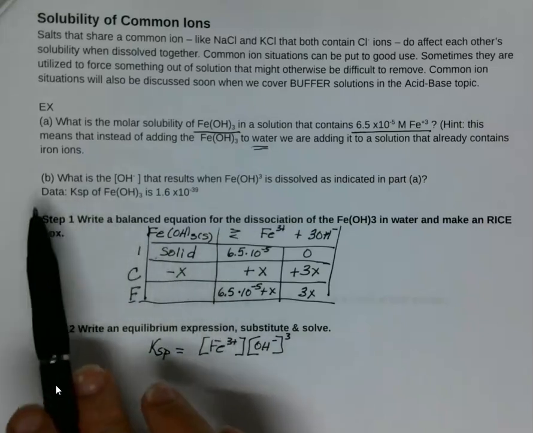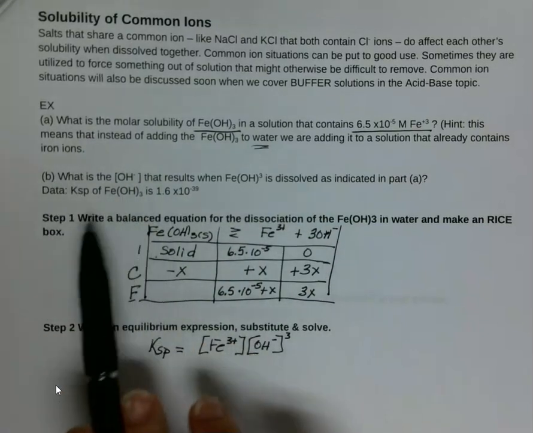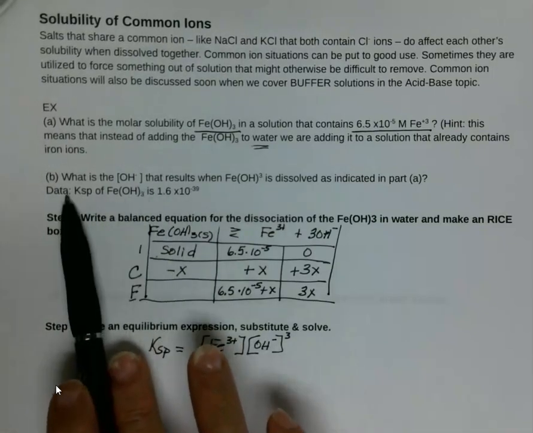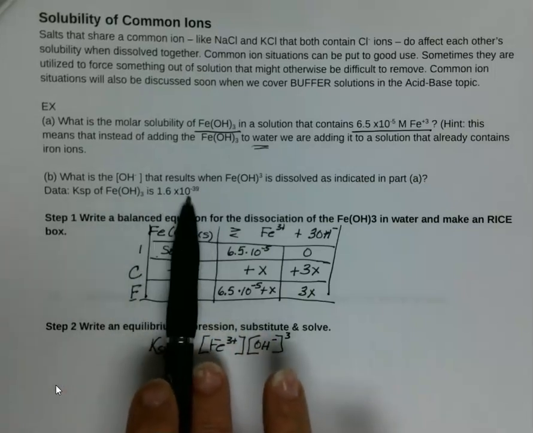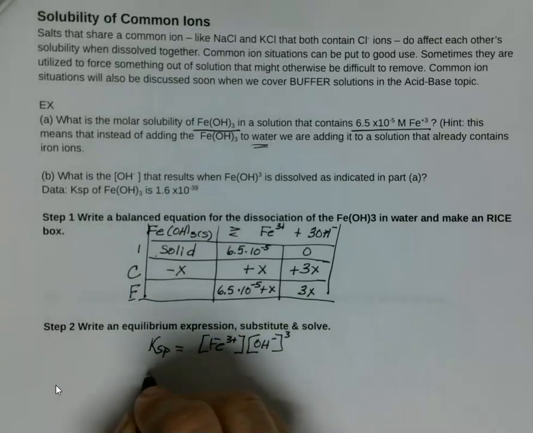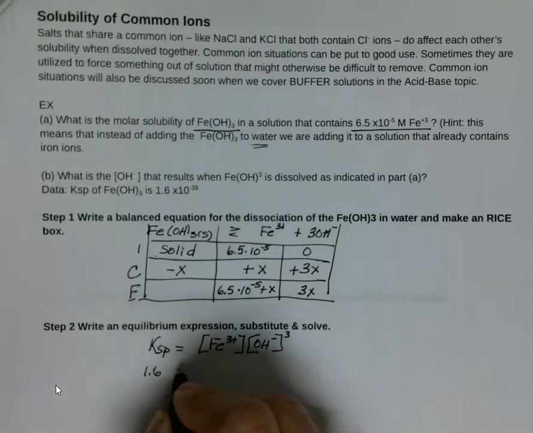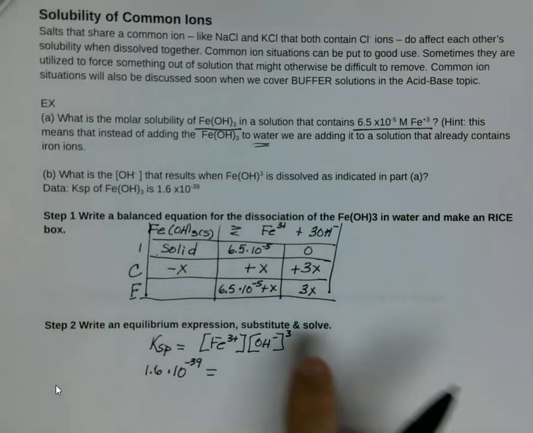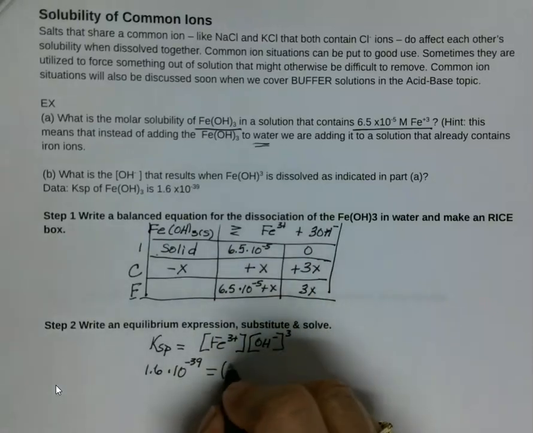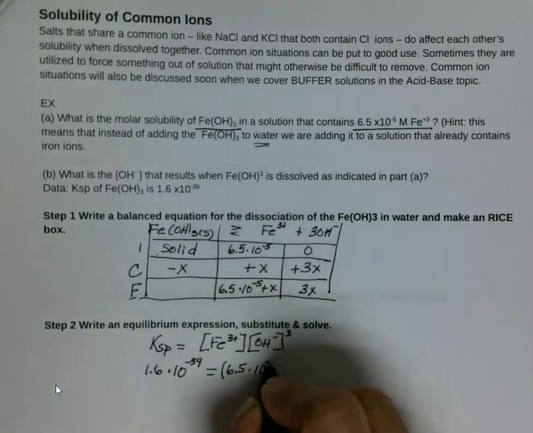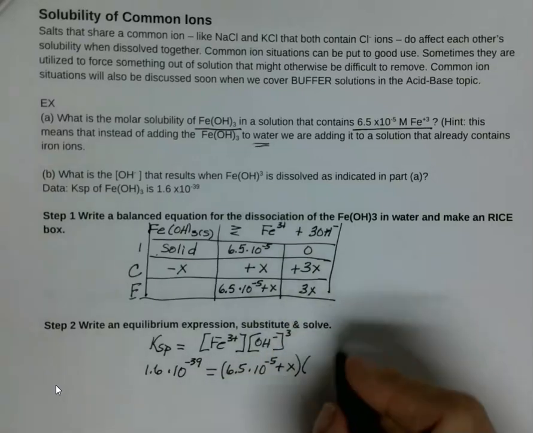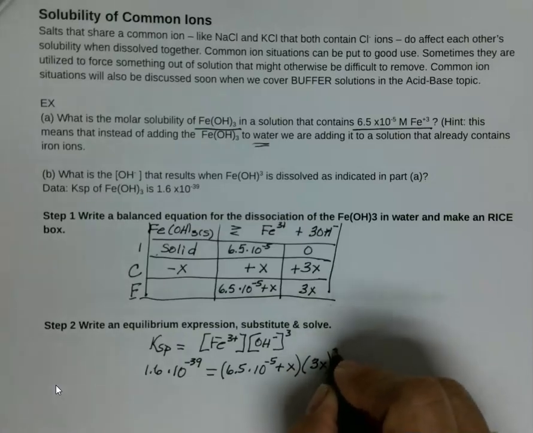And then, let's see, what else does it give us? It gives us data. It's kind of hard to see there, but there is some data here. It tells us that our Ksp is 1.6 times 10 to the negative 39. So that would have to be given. And again, we're assuming that is at 25 degrees Celsius, even though it's not stated. And again, our iron and our hydroxide cubed.